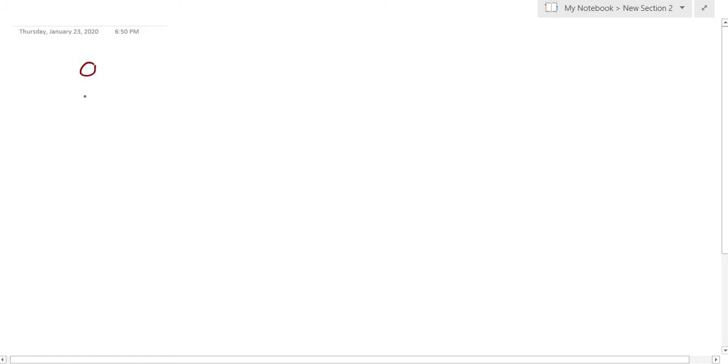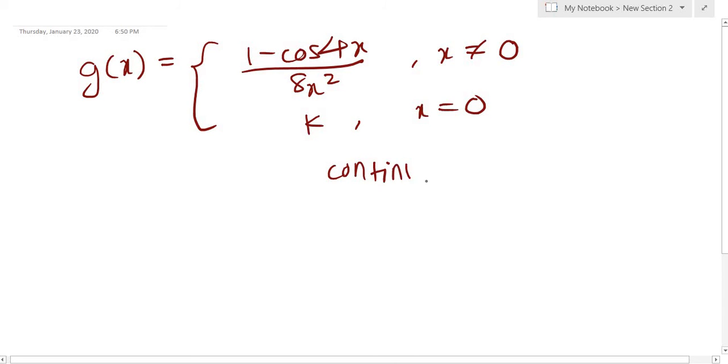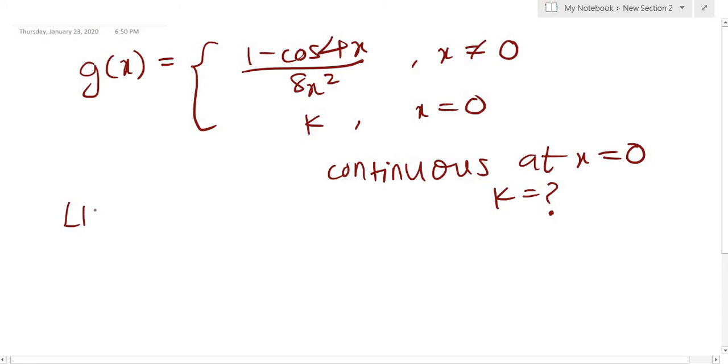So, yeah, we have the g of x equals 1 minus cosine of 4x all over 8x squared when x is not equal to 0, and k when x equals 0. And now they're telling us that it's continuous at x equals 0, and we need to find what k is. So we work the same way. Since it's continuous, we know the LHL equals the RHL equals f of 0 at x equals 0, obviously.